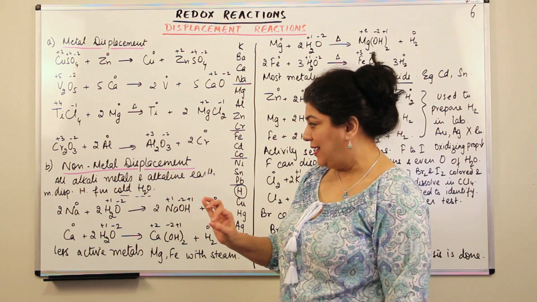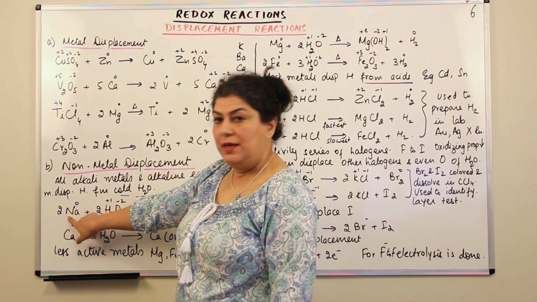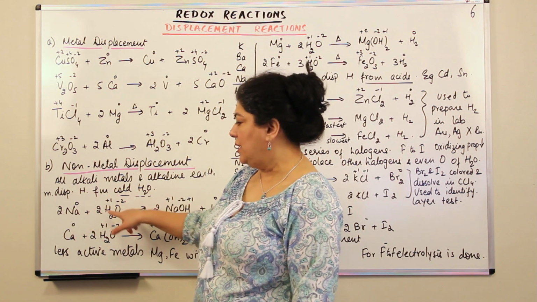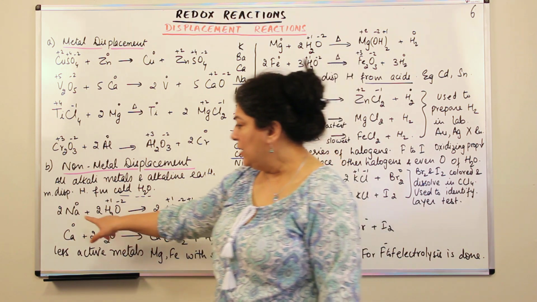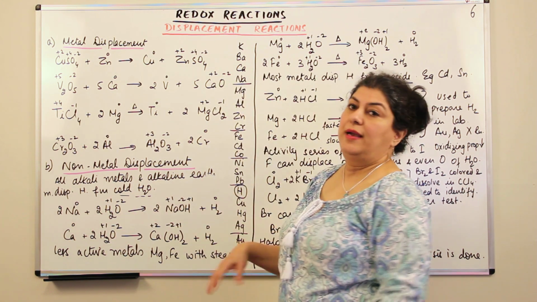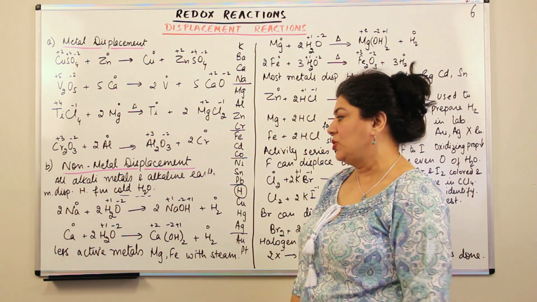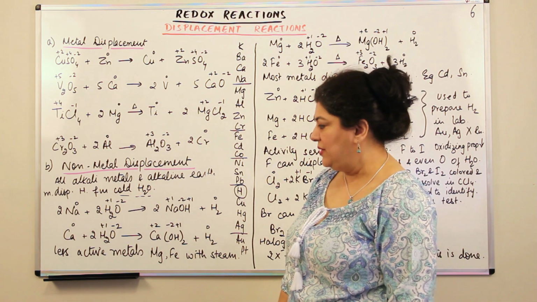Sodium has displaced hydrogen. Sodium had a charge of 0 and in water hydrogen had a charge of +1. So sodium becomes +1 and hydrogen becomes 0. So sodium got oxidized and hydrogen got reduced.